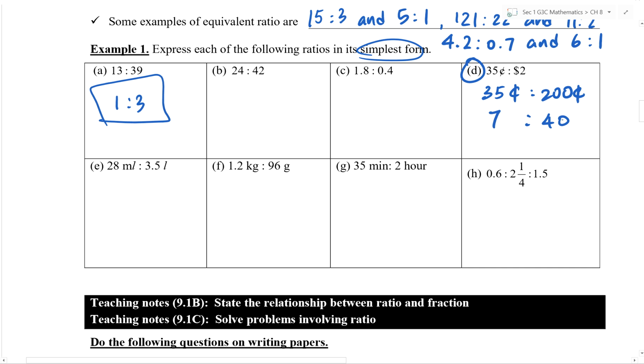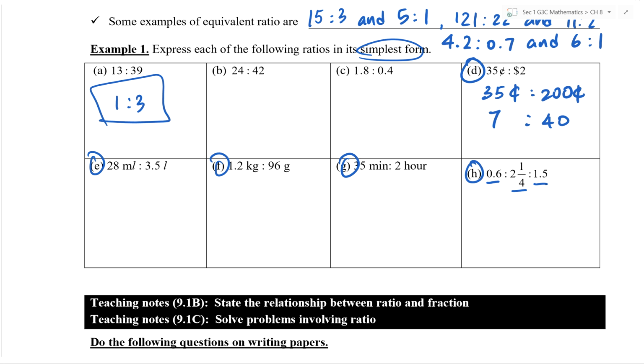Okay, so take note for parts E, F, and G, the units are different, but they are measuring the same type of quantity. Now the next question I will go through will be part H. Now notice that this is in a decimal, this is in a fraction, and this is in a decimal. So there are a few options you can do over here.